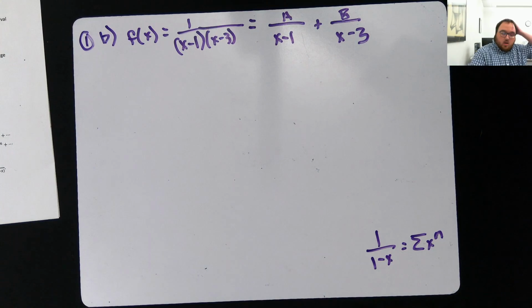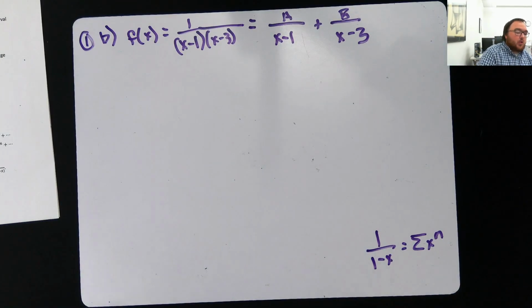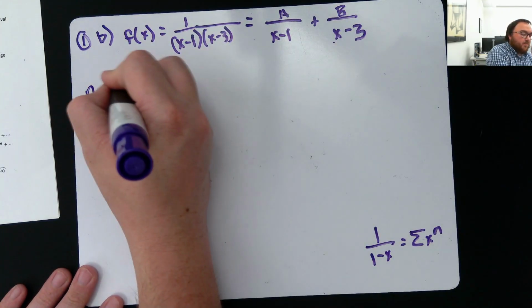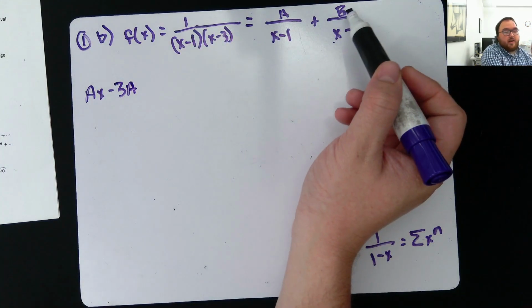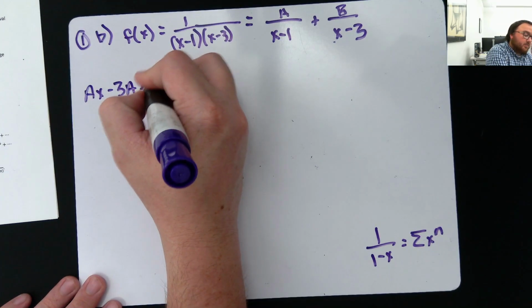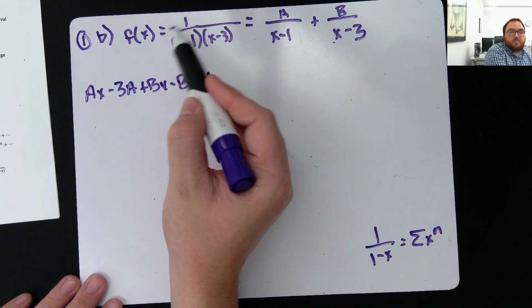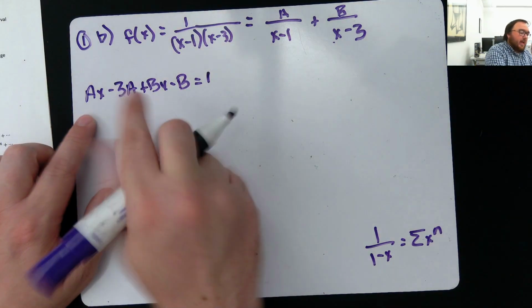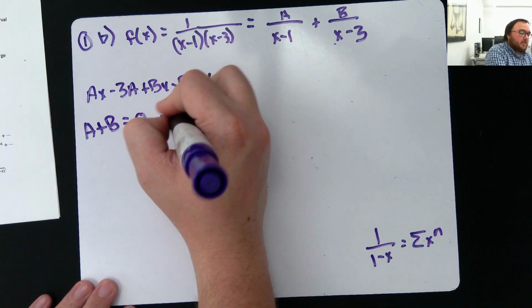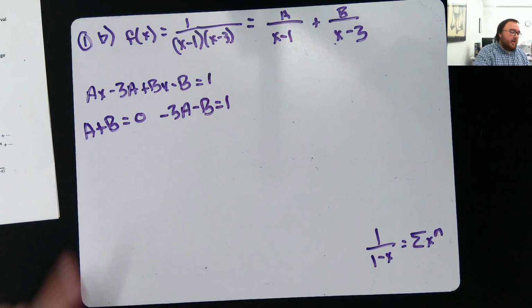So for the a term, I would need to times this by x minus 3, which would give me ax minus 3a. This one I would need to times by x minus 1, so bx minus b. That has to be equal to 1 from up here. So that means a plus b has to be equal to 0, and negative 3a minus b has to be equal to 1. Let's solve for a here.